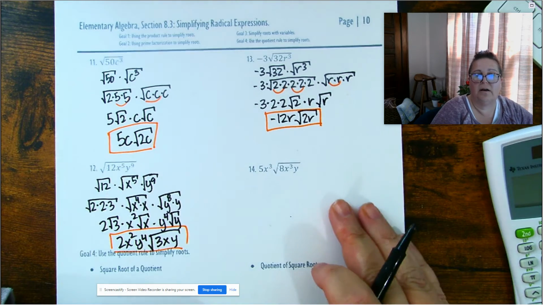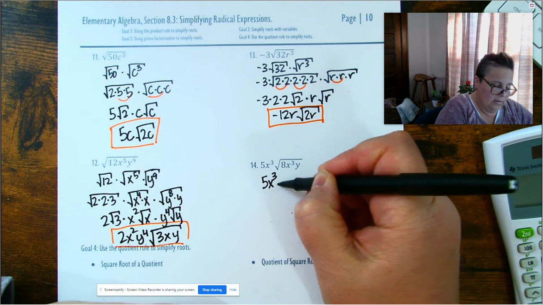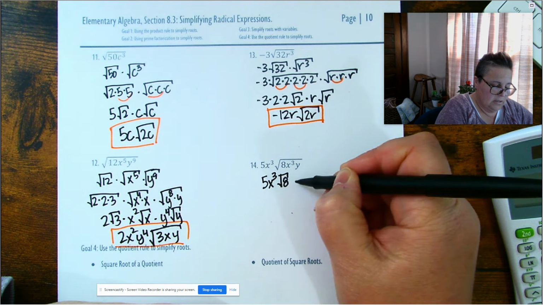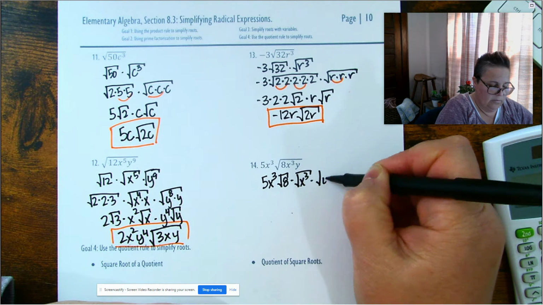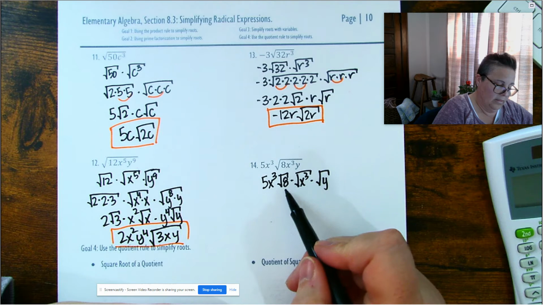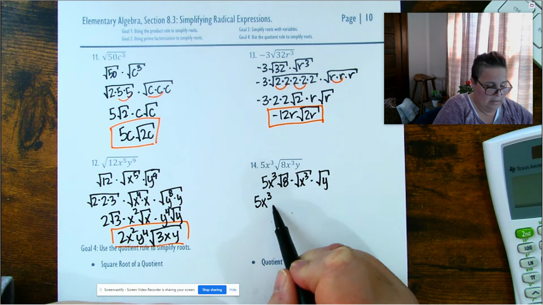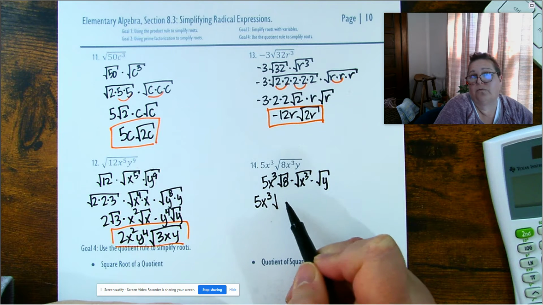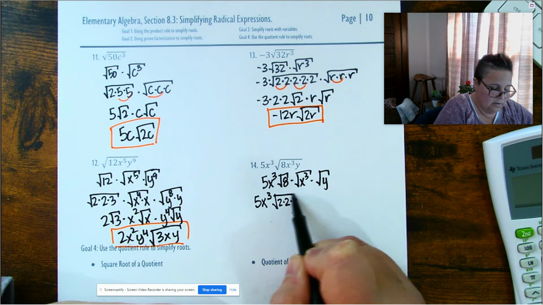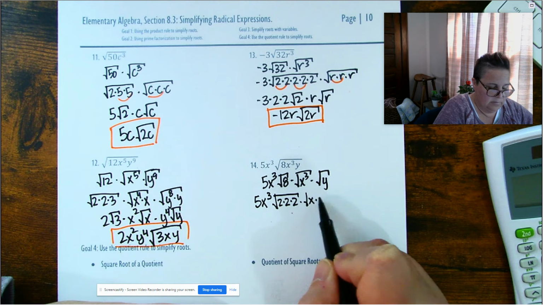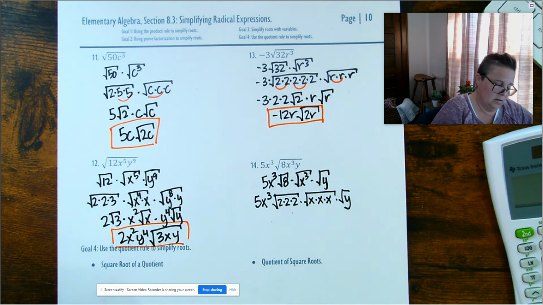All right. How we doing so far? I got a 5x to the 3rd. Then I got a square root of 8 times the square root of x to the 3rd times the square root of y. Well, that square root of 8 I can simplify. So I've got a 5x to the 3rd. I've got a square root of, you can do 4 times 2 if you want, you can do 2 times 2 times 2 here, times the square root of x times x times x, times the square root of y.